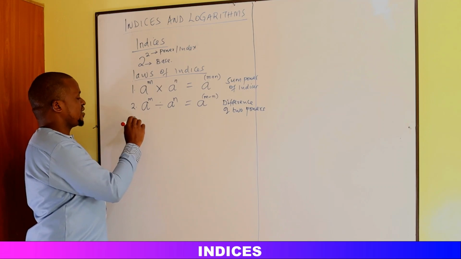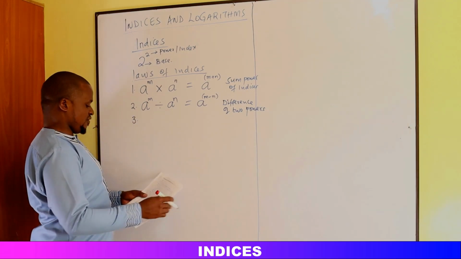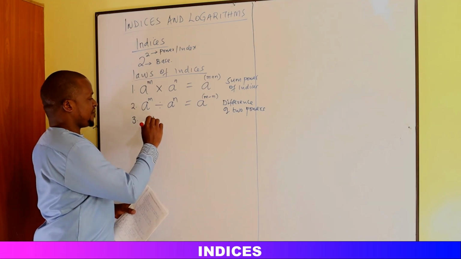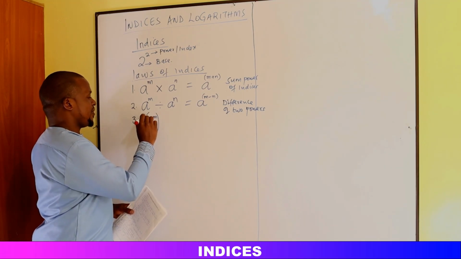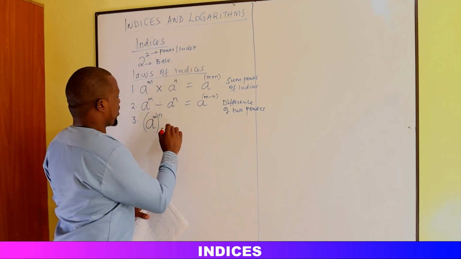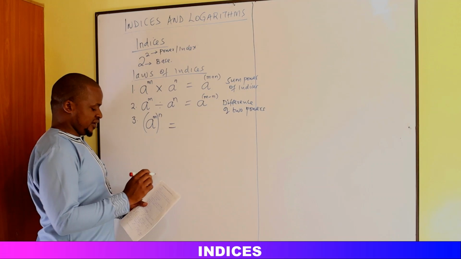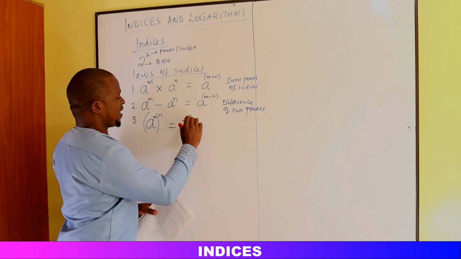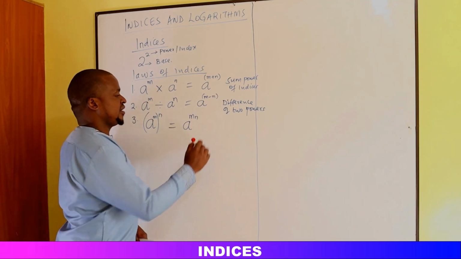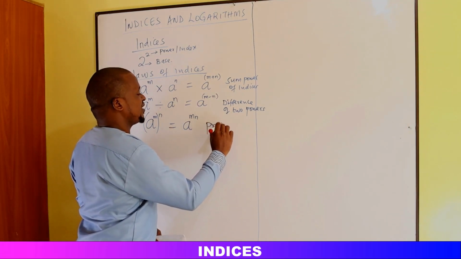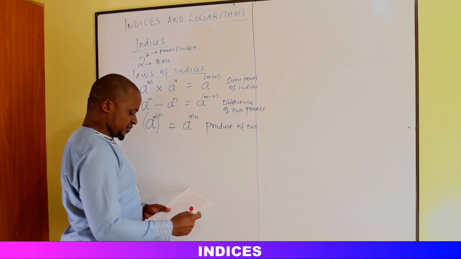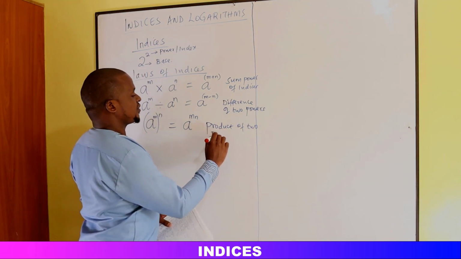Number 3, if you have a raised to power m, then the whole of this number raised to power n, when we combine, it will be a raised to power mn. It is called the product of 2 powers.